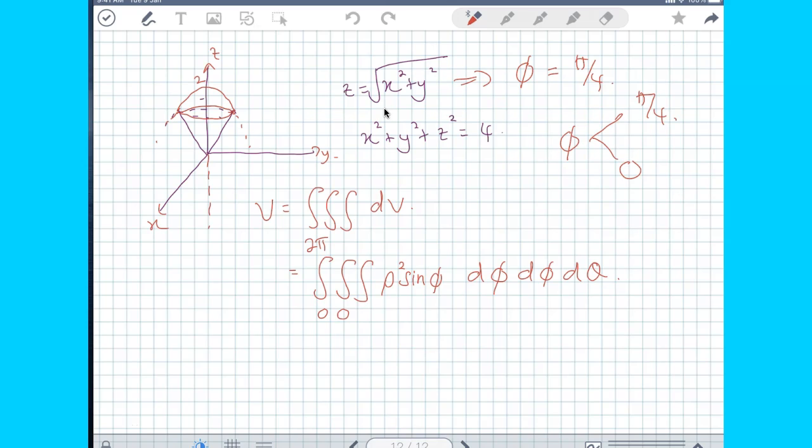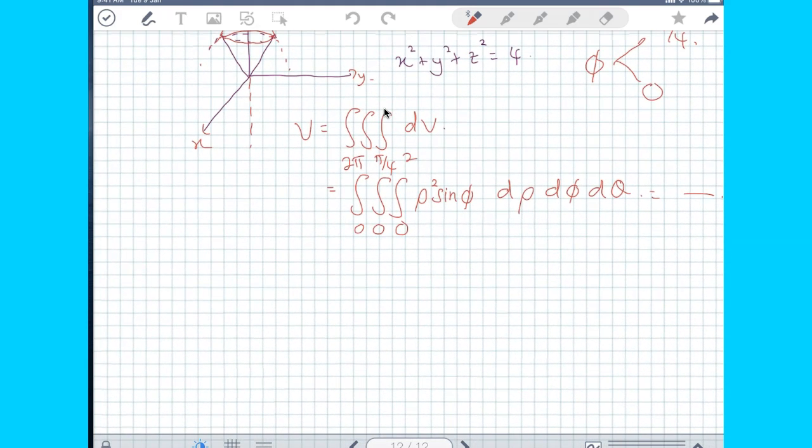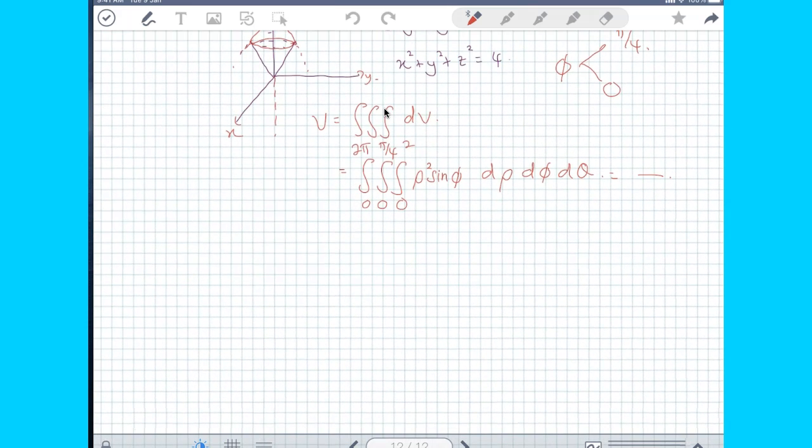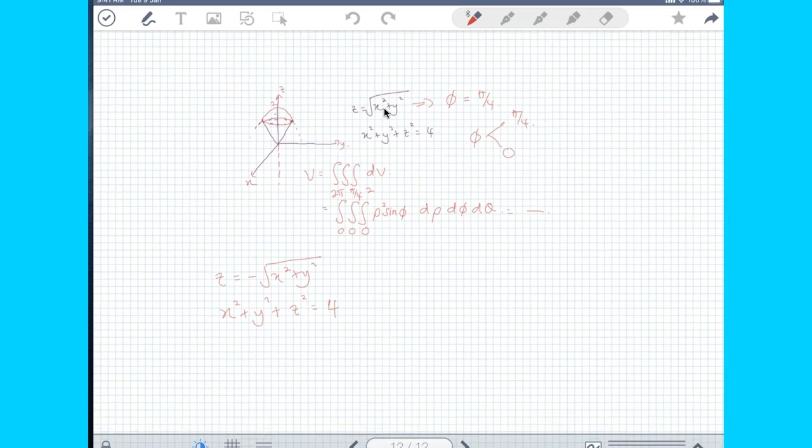So then you can put pi over 4, and I made a mistake here. So rho is 0 to 2, and then you can compute the volume. How about if, so this one is given by the positive square root. Let's say they say to find the volume if the solid is bounded by the negative square root of x squared plus y squared, and also the same sphere with radius 2. So how can you sketch that?